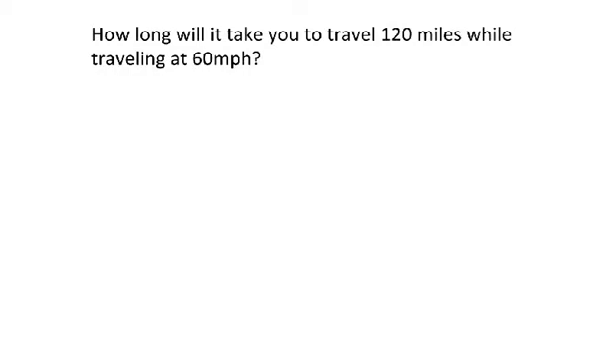Here's a constant motion problem. It's the first type of physics problem we'll come across. The question: how long will it take you to travel 120 miles while traveling at 60 miles per hour? It's a constant motion one because it never gives you a change in speed. You're always going 60 miles an hour. You got in your car, got it up to 60, hit the cruise button, and went 120 miles.